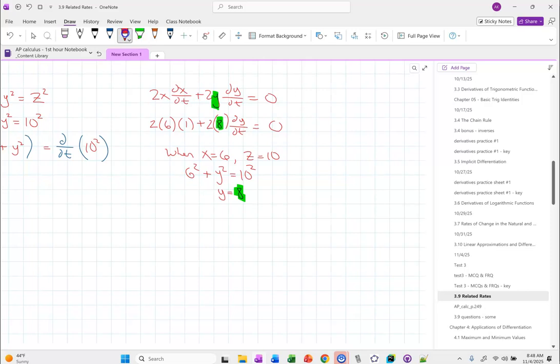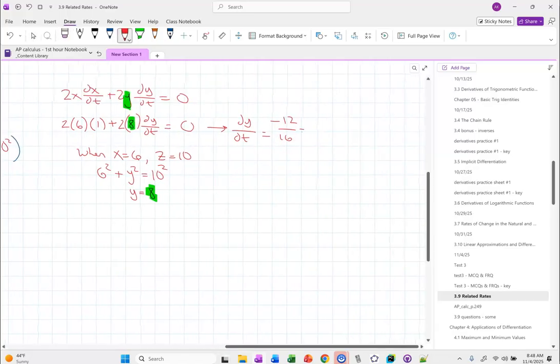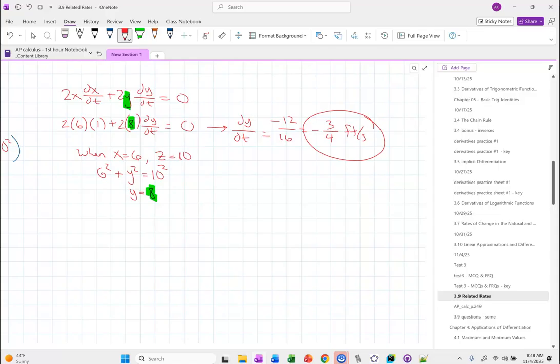And now I can just subtract 12 from both sides and divide by 16. And I'm getting a negative value, which I love, because I knew that was supposed to happen.